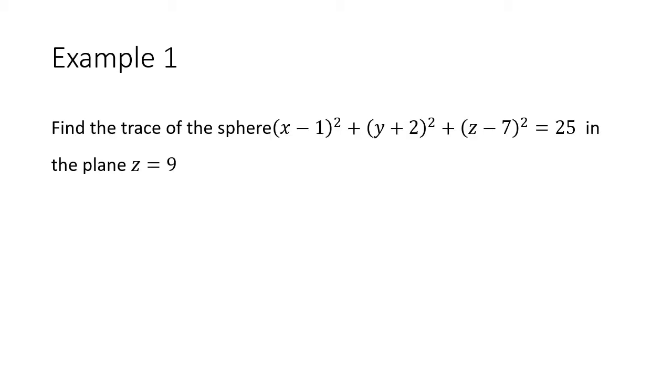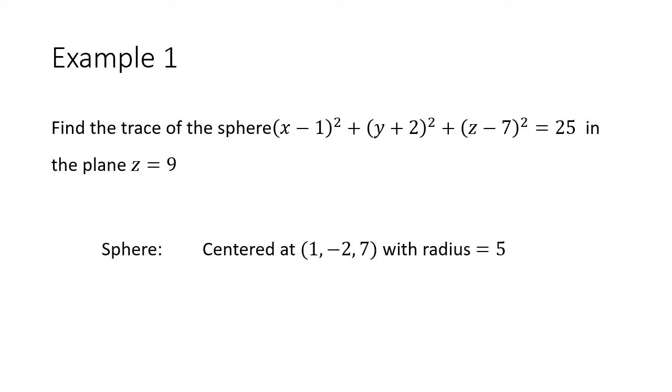So let's take a look at our first example. Let's say I want to find the trace of the sphere given by the quantity x minus 1 squared plus the quantity y plus 2 squared plus the quantity z minus 7 squared equals 25 into the plane given by z equals 9. Before we start trying to do any math, it's a good idea to make sure we understand what the problem is actually talking about first. That means understanding the surfaces involved before we actually start doing any math. You're going to see that theme continue, particularly as we do higher level math: we need to spend more time thinking about the problem before we really dive in.